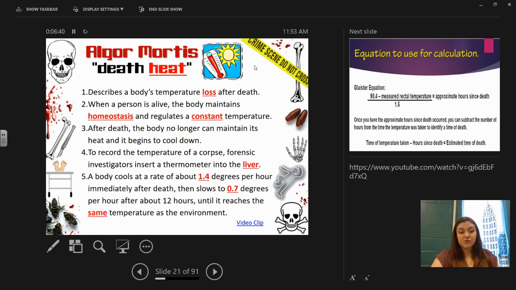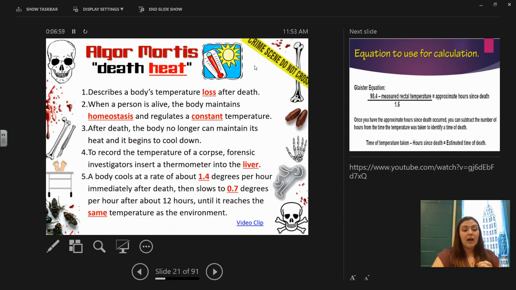Okay, now algor mortis. So algor mortis is death heat. Mortis means death, algor means heat. It describes a body's temperature loss. So this is probably the first thing they're going to do when they find a body: take their temperature and try to compare it to the surrounding temperature to figure out how much heat they have lost. And that should give me a pretty accurate time of death.